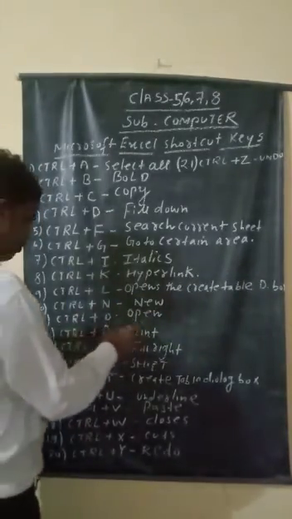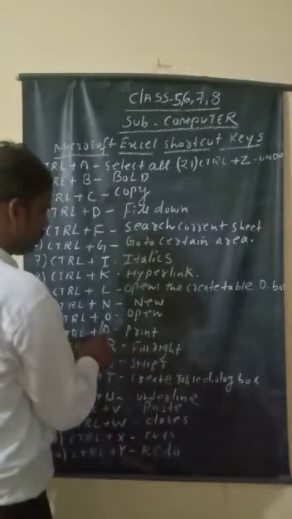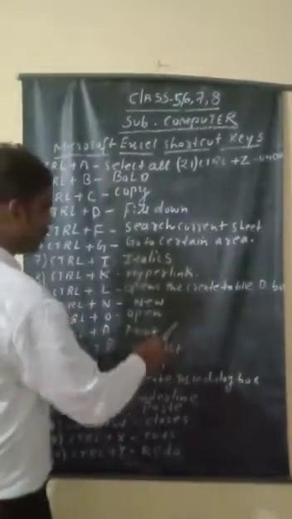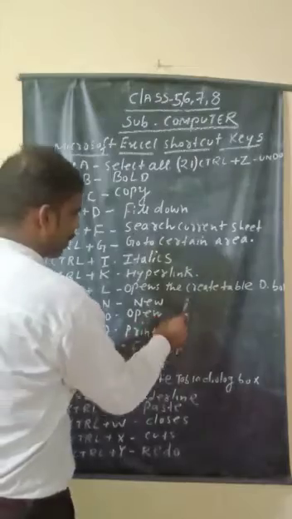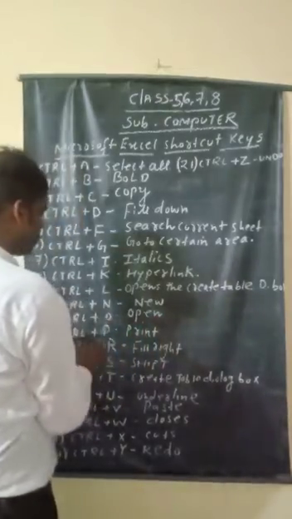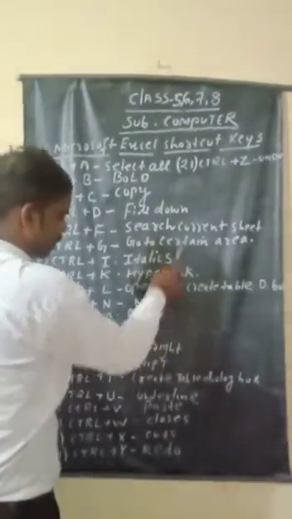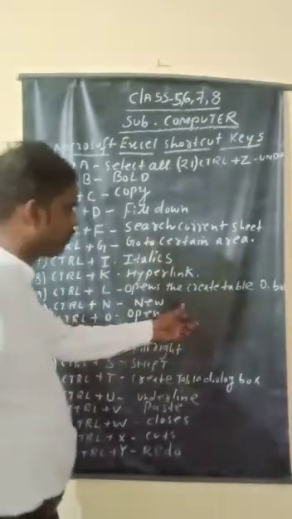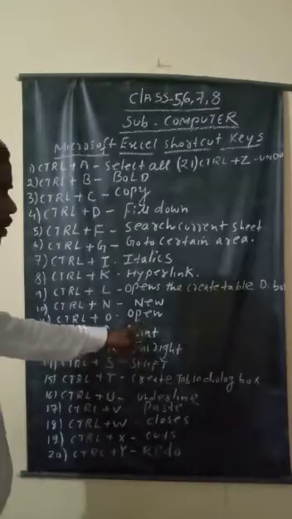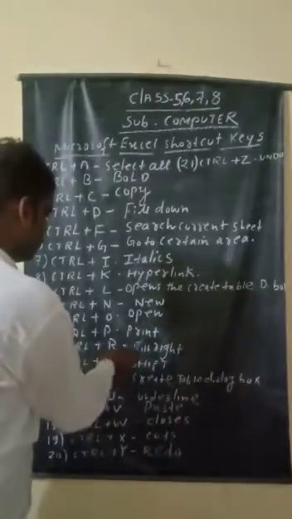Control plus O means open. If you press Control plus O, and you have made any file by your name, suppose you made a file named RAM, you go to Control plus O, lots of names occur, and you open RAM. You see it is present there. This Control plus O helps us open your files, where you located and saved them.